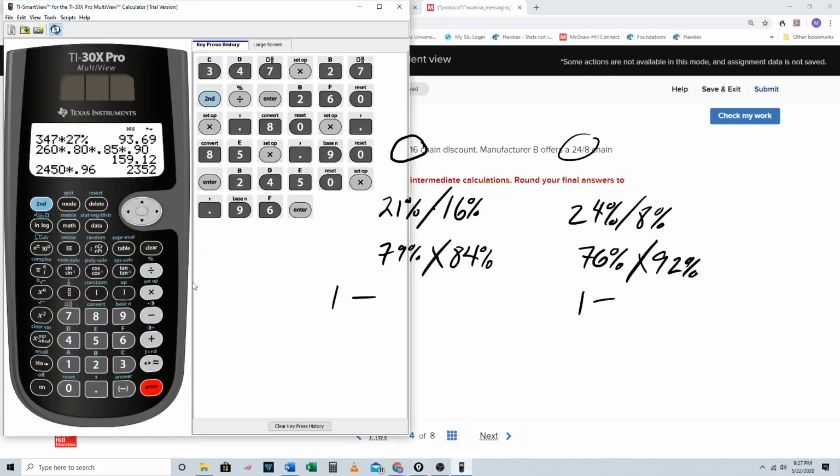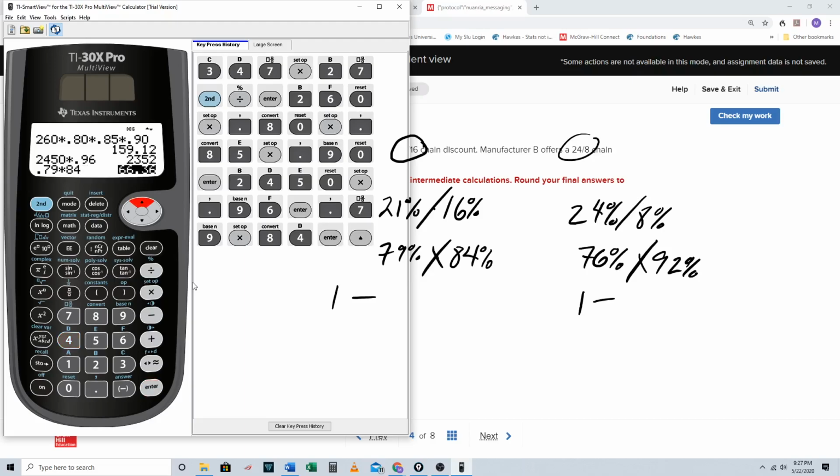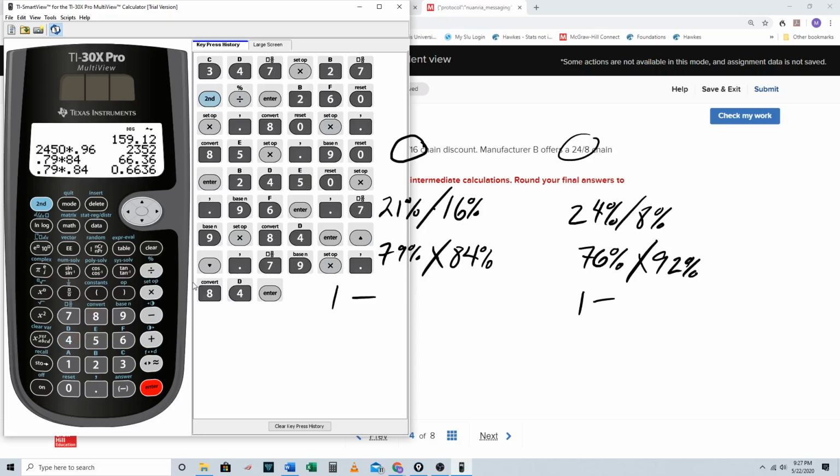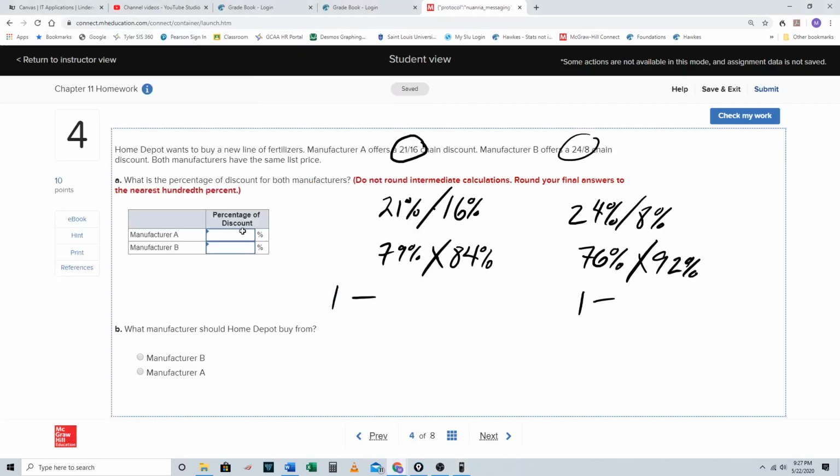So we have 79% times 84%. So you have to change that to a decimal. All right. And we do 1 minus that answer times 100. So manufacturer A offers a 33.64% discount.